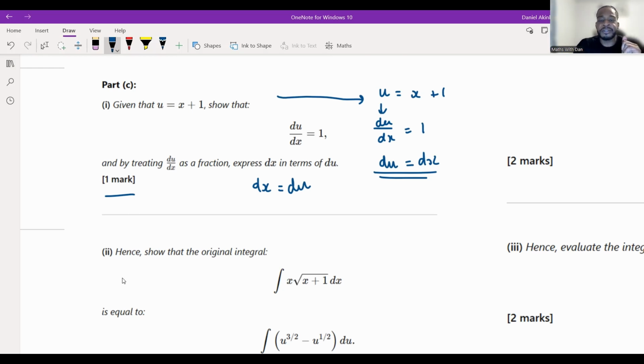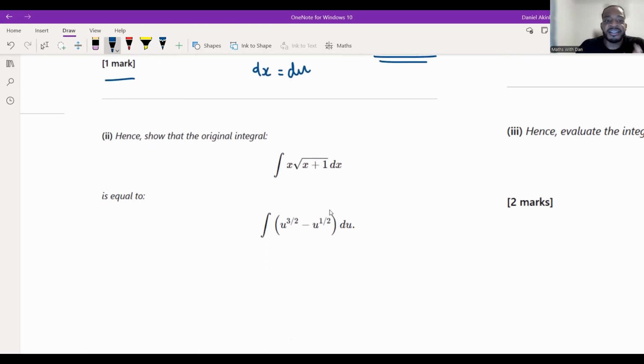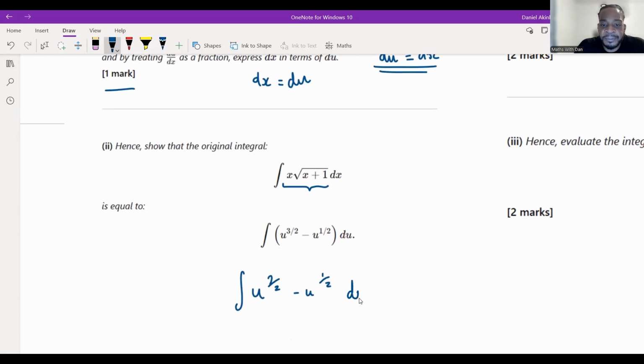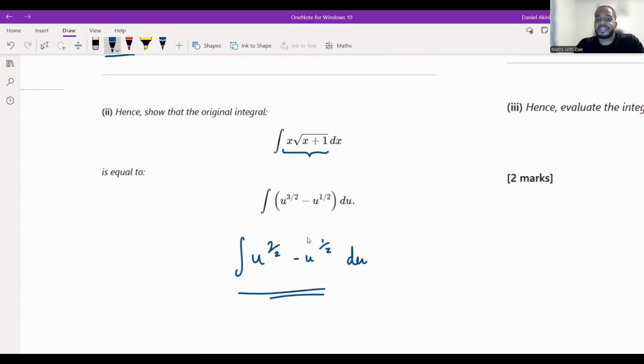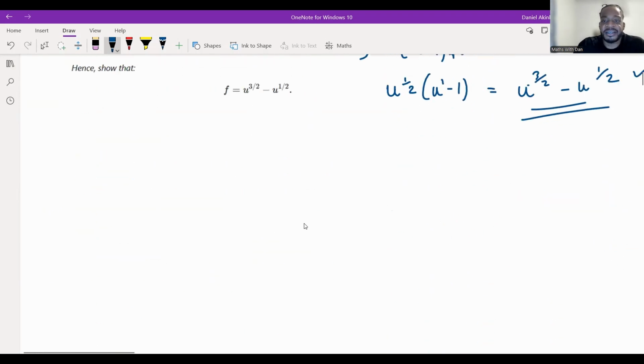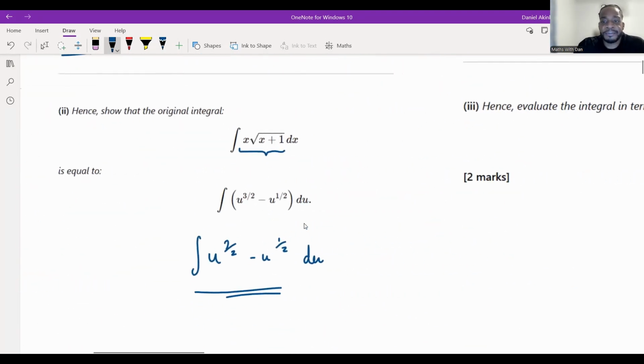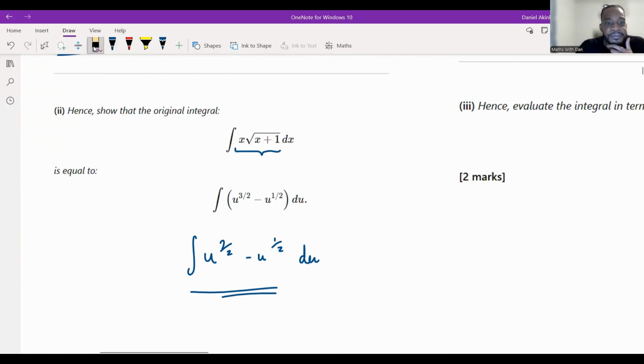Yeah? Good stuff. So we know that dx is du, and then it says hence show that the original integral, x root x plus 1 dx, is actually equal to that. Well, remember what we did in part A: we said that this here was already equal to u to the 3/2 minus u to the half. So I don't need to do that again. Now we said that dx is du, so I can just put a du there. And that's part double I. There's no need for me to do this again because I did it over there, didn't I? Happy with that, guys? Good stuff.